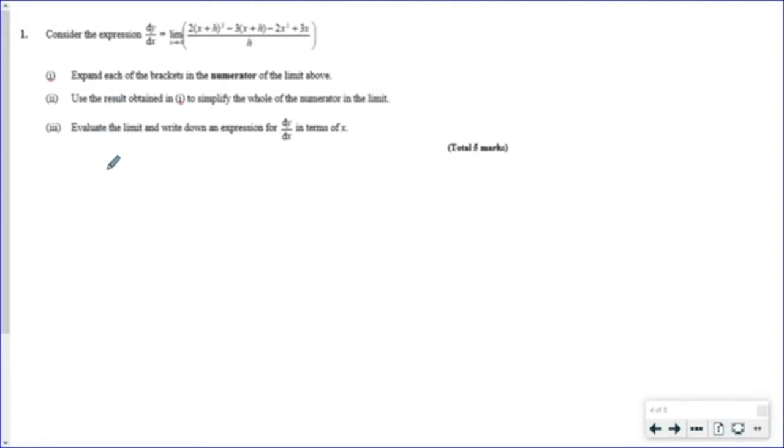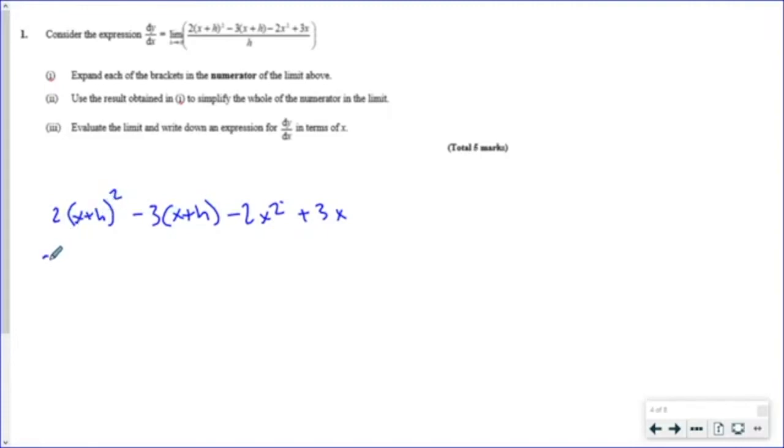All right, for those of you in IB applications, this is the definition of the derivative. This right here. All right, so here, this is actually easy because they set it up for you already. All you're doing is the algebra. Okay, so they're saying just expand the numerator. That means get rid of these parentheses here. So if I've got 2 times x plus h, and also applications, you have a question exactly like this on the test. I just changed the numbers, that's all. Squared minus 3 times x plus h minus 2x squared plus 3x. So they just want you to get rid of these parentheses here.